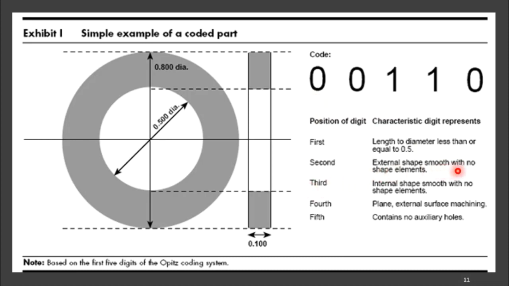Then the external shape is smooth and no shape elements are there, so I'll assign a 0. The internal shape is also smooth and no shape elements are there, so in this case assign 1. Plain external surface machining, assign 1. And fifth, it contains no auxiliary hole on the outer side, so 0. So how is this code?